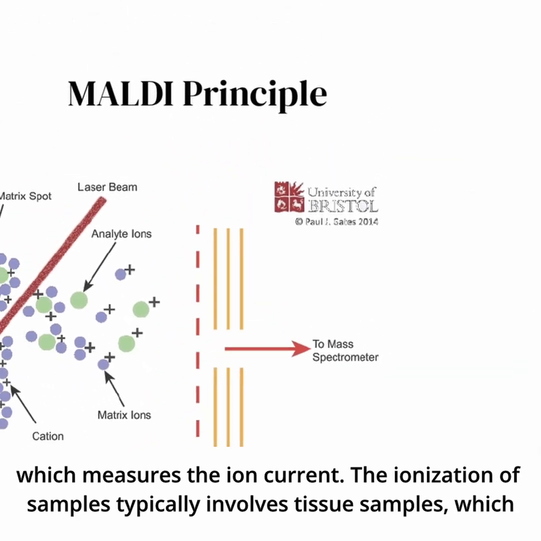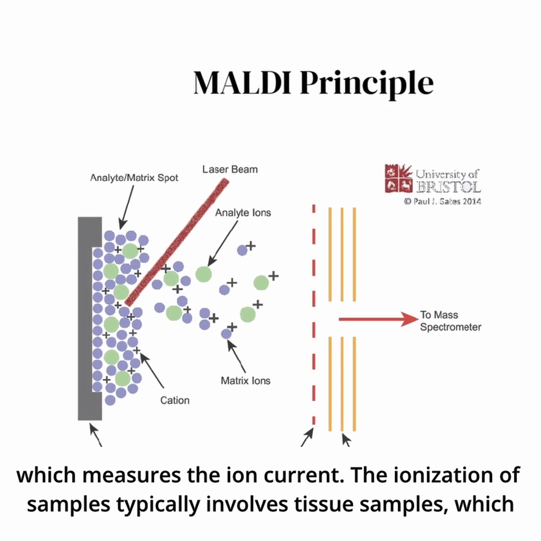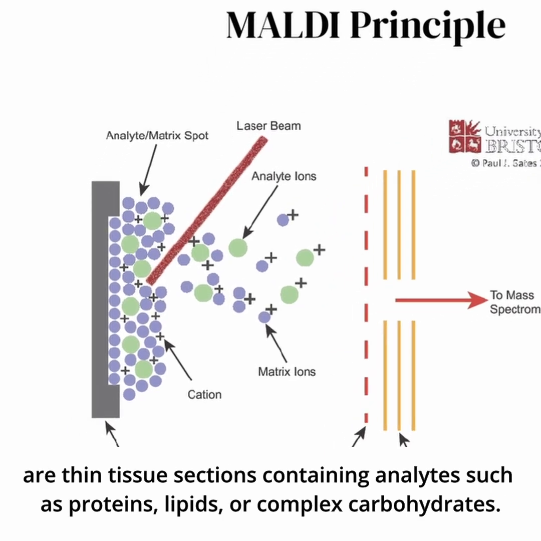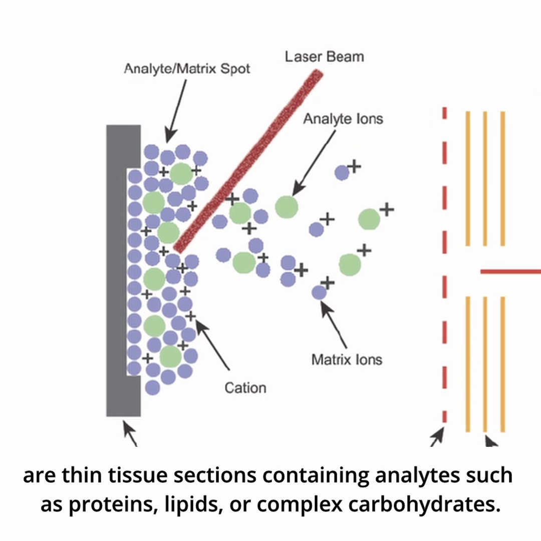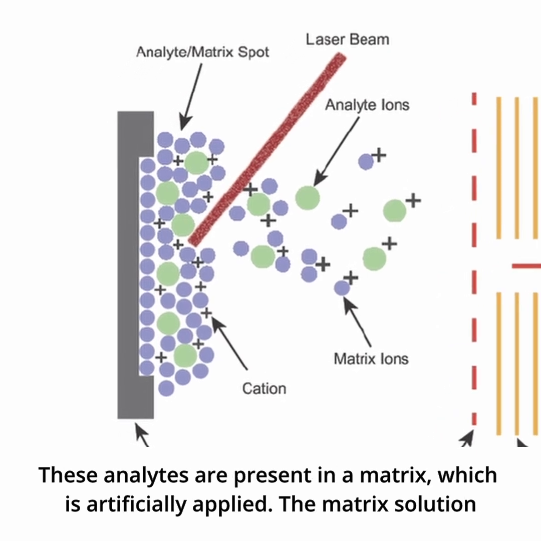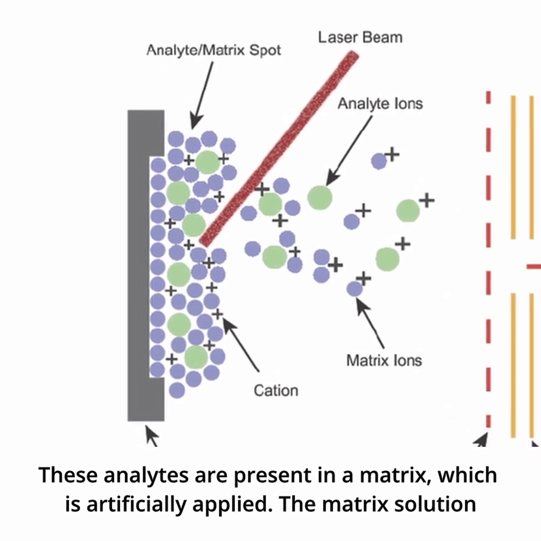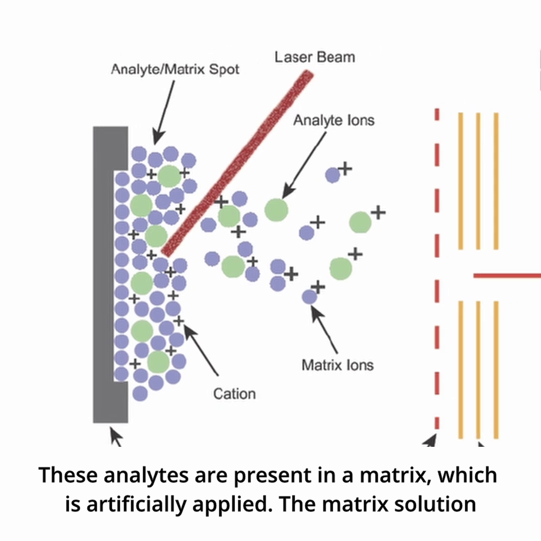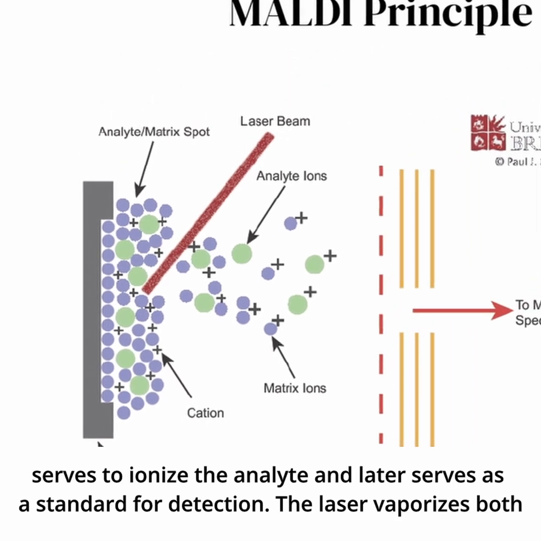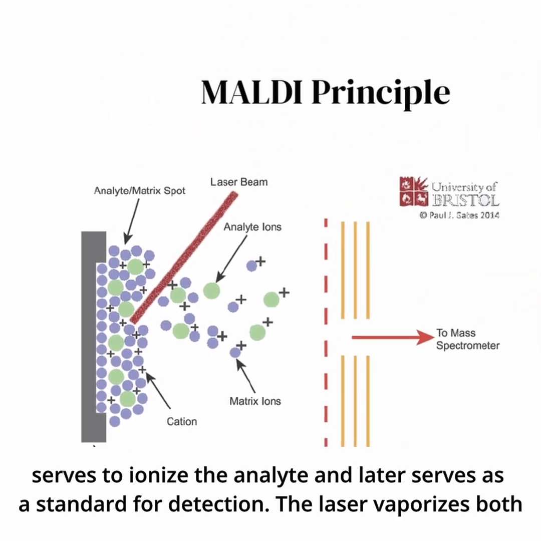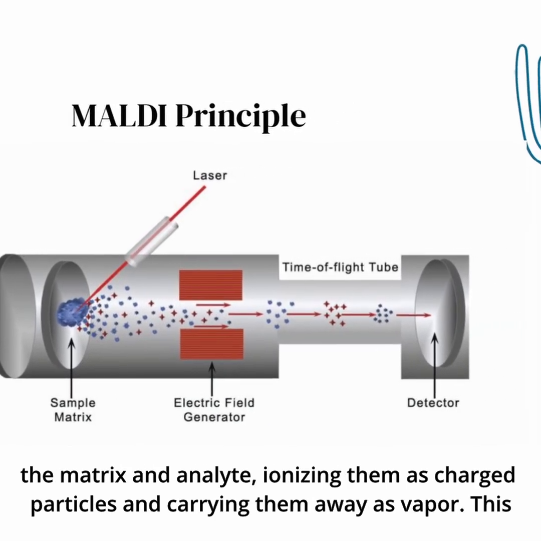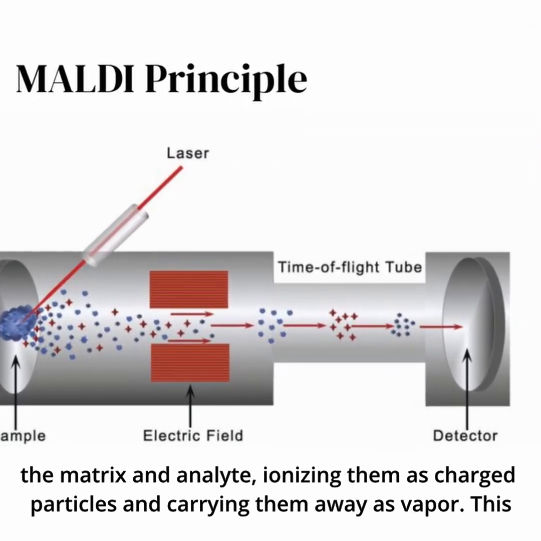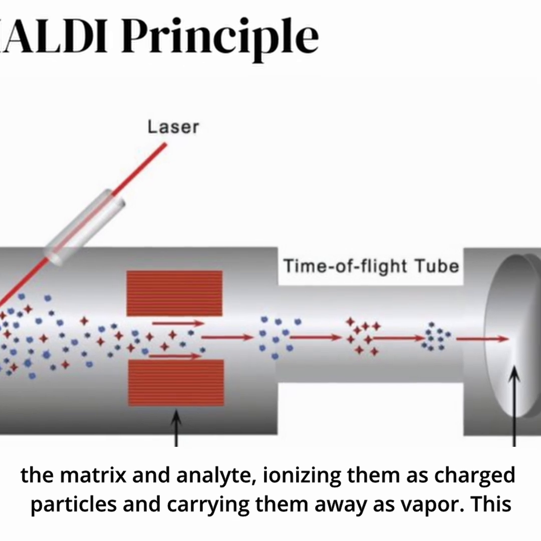The ionization of samples typically involves tissue samples, which are thin tissue sections containing analytes such as proteins, lipids, or complex carbohydrates. These analytes are present in a matrix, which is artificially applied. The matrix solution serves to ionize the analyte and later serves as the standard for detection. The laser vaporizes both the matrix and analyte, ionizing them as charged particles and carrying them away as vapor.